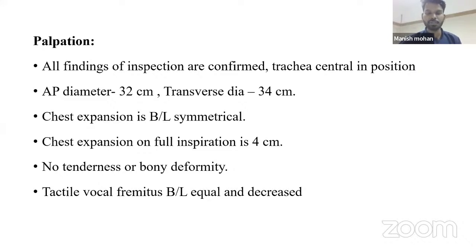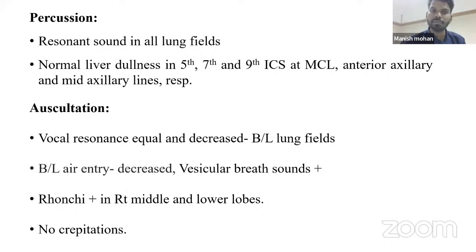Anteroposterior diameter was 32 cm and transverse diameter was 34 cm. The chest expansion was bilaterally symmetrical, and chest expansion on full inspiration was 4 cm. There was no tenderness or bony deformity, and tactile vocal fremitus was bilaterally equal but decreased. On percussion, resonant sound was heard in all lung fields, and normal liver dullness was felt in the 5th, 7th and 9th intercostal space at the mid-clavicular line, anterior and mid-axillary lines respectively.